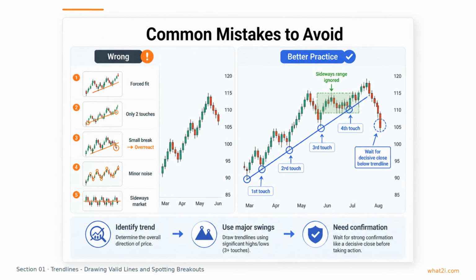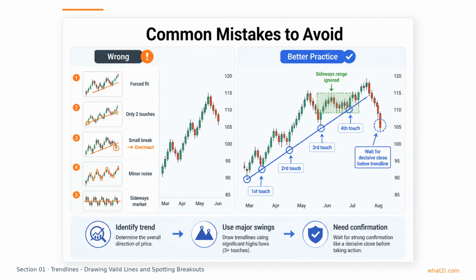Most trendline mistakes come from trying too hard to make the tool fit. A common error is forcing a line onto choppy price action where no clean trend really exists. Another is treating every 2-point line as if it has already been confirmed, even though 2 points only make the line possible, not necessarily meaningful.